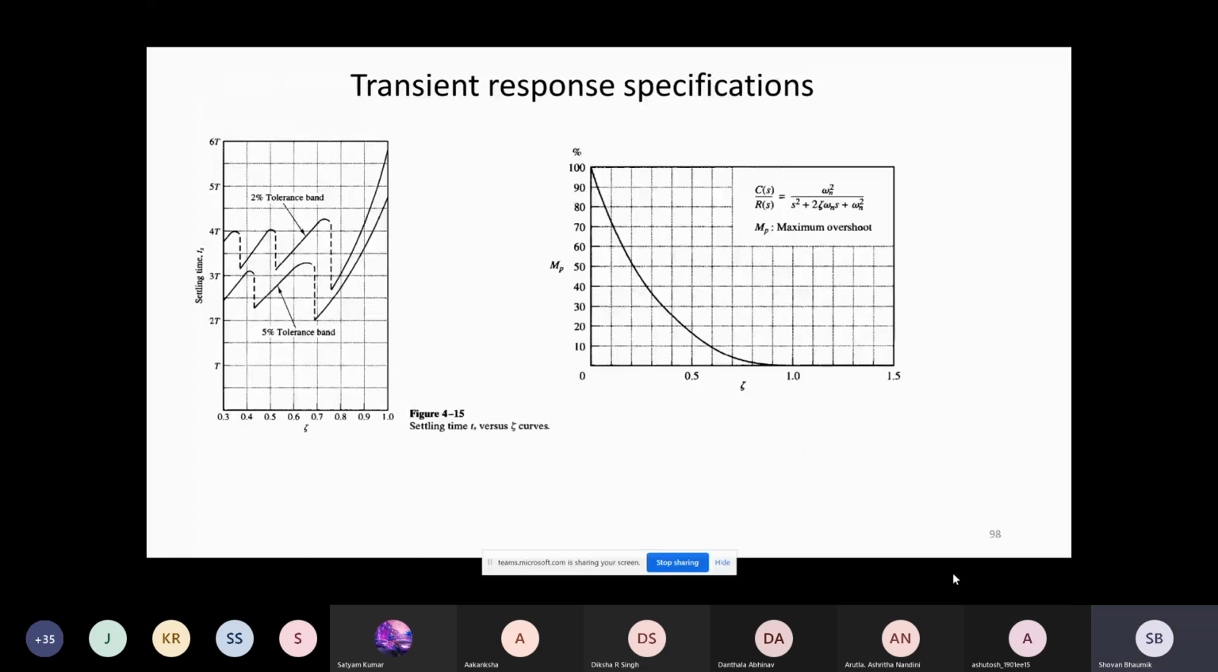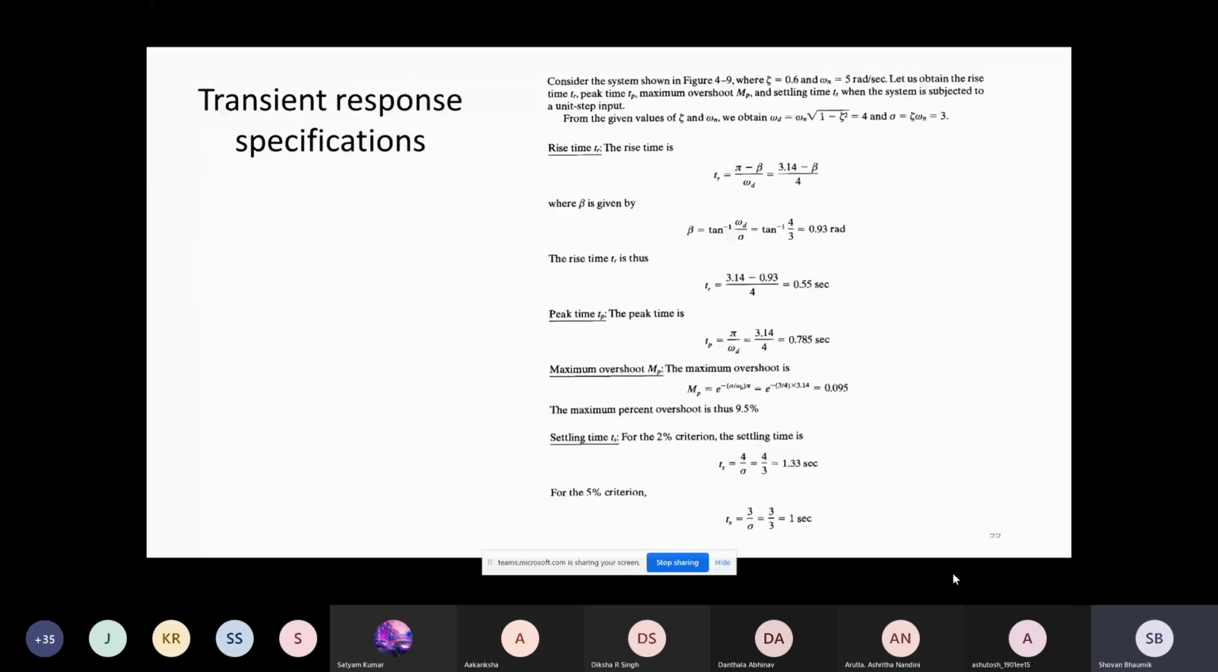Now settling time using 2% criteria, we have seen settling time will be 4 by sigma. We know sigma value is zeta omega n, which is 3 here, so 4 by 3. So settling time is 1.33 seconds, and for 5% criteria, it is 3 by 3, which equals 1 second. So you see in this particular problem, rise time is 0.55 second, and then peak time, after sometime it reaches the peak, is 0.78 second. Then it reaches the maximum overshoot at the peak time, and then it reaches the settling time, which is 1.33 seconds or 1 second. So that is the way it proceeds.